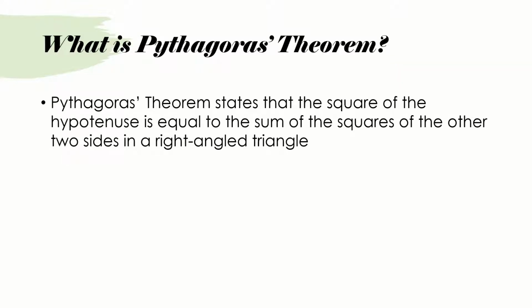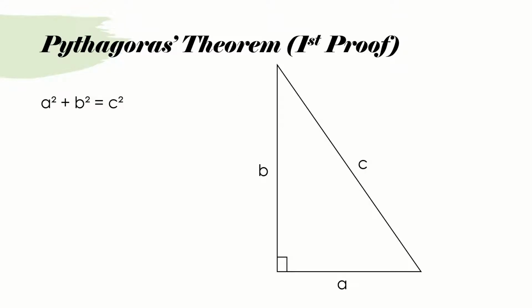So what is Pythagoras theorem? Pythagoras theorem states that the square of the hypotenuse is equal to the sum of the squares of the other two sides in a right angle triangle. So take note that Pythagoras theorem only works in a right angle triangle. So what does it mean?